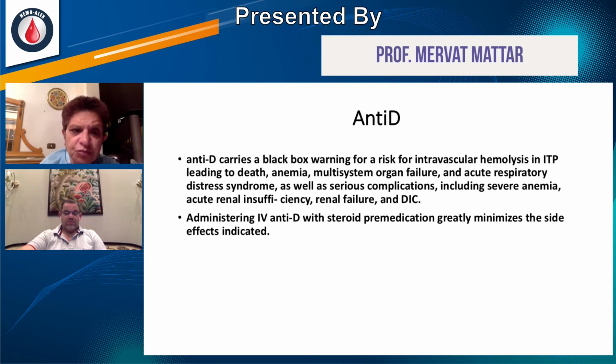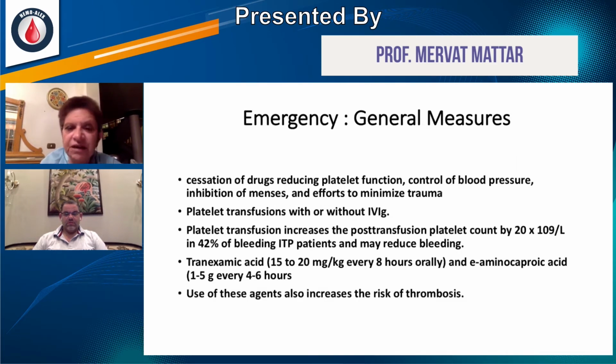There is a black box warning with the use of anti-D, which is given intravenously, for the risk of intravascular hemolysis and ITP leading to death, anemia, multi-system organ failure, and others. And so administering corticosteroids with anti-D can help as a pre-medication. But then you are giving steroids, so why don't you give the steroid for ITP instead of adding it to anti-D? This is not very feasible.